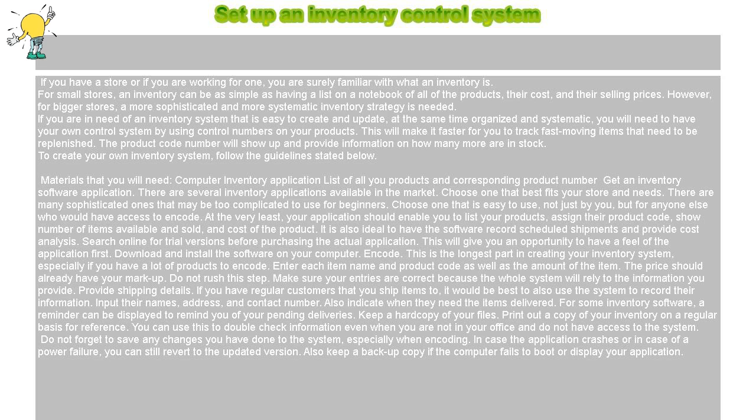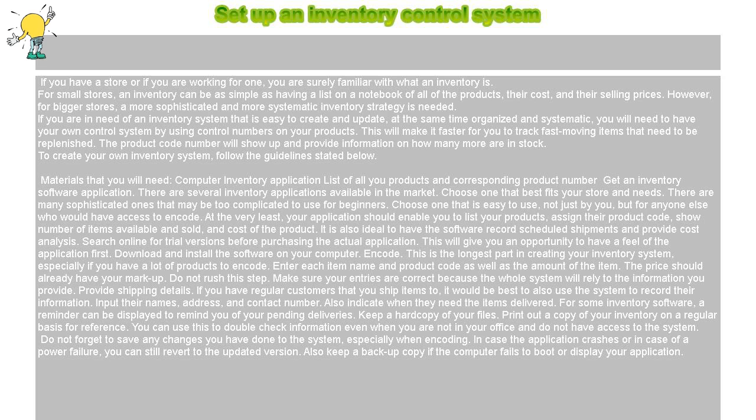Encode. This is the longest part in creating your inventory system, especially if you have a lot of products to encode. Enter each item name and product code as well as the amount of the item. The price should already have your markup. Do not rush this step. Make sure your entries are correct because the whole system will rely on the information you provide.